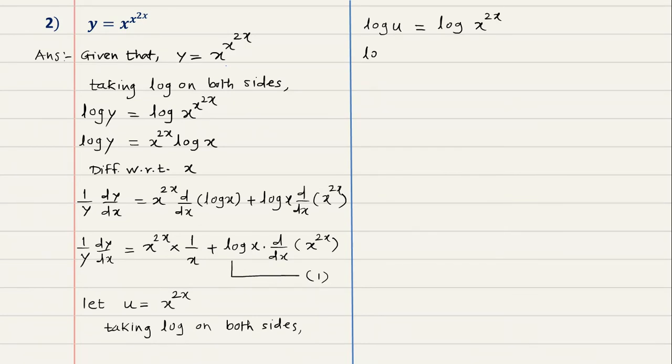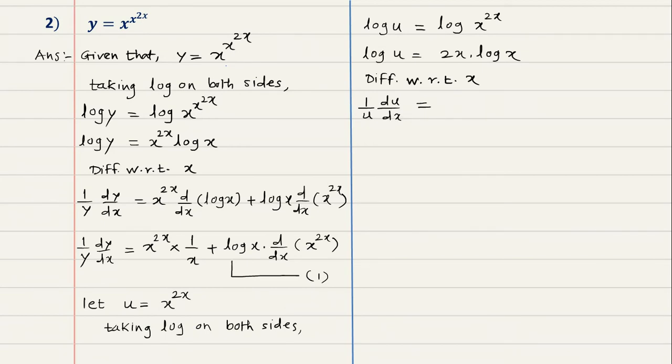Now simplify this. So we get log u is equal to 2x into log x, simplifying by using the logarithmic rule. Now differentiate this with respect to x. What is the derivative of log u with respect to x? Just like log y, it will be 1 upon u into du by dx.